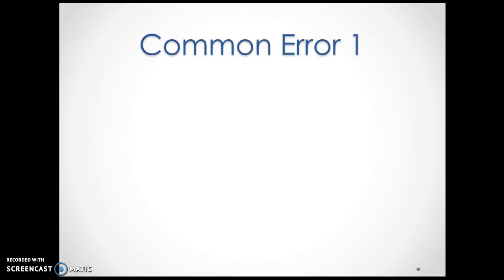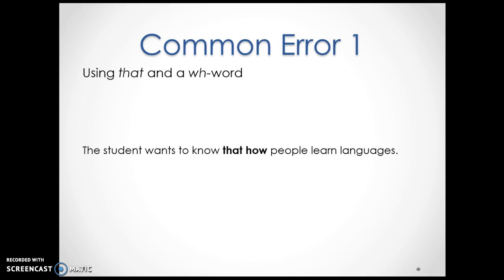Now we're going to talk about some common errors, 2 common errors. The first common error is using that and a WH word in the same sentence. So for example, the student wants to know that how people learn languages. So we see right here, that is for a statement type noun clause, and how is for a WH type noun clause. We can't use both.